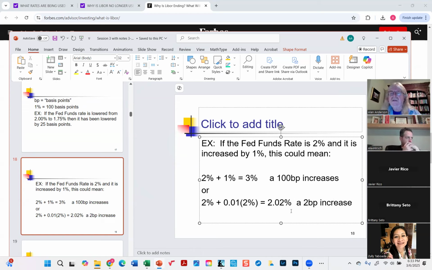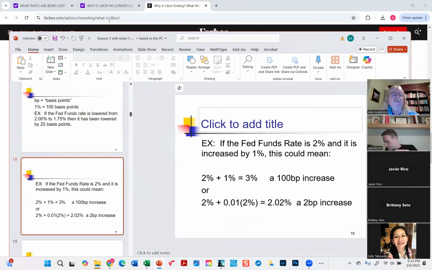So that's why they do that, not to confuse people, not to impress people with their knowledge of jargon, but because it could be confusing if we only talk about interest rates or percentages.